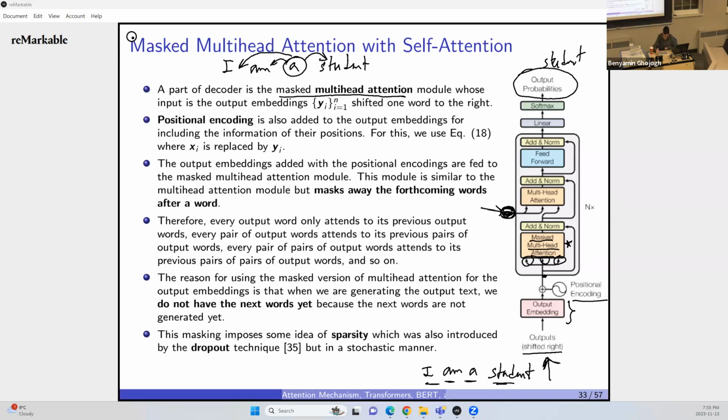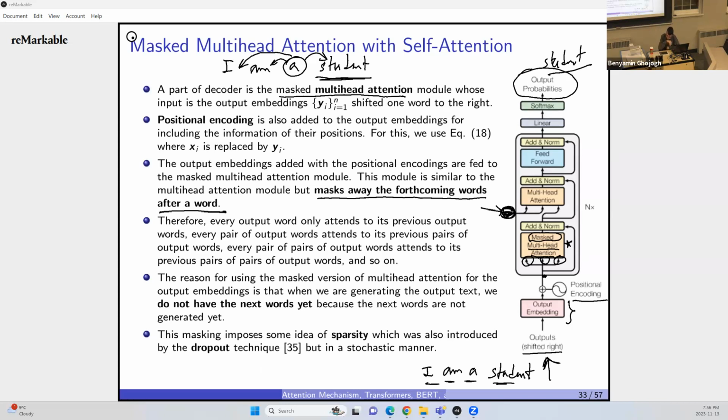But here, I'm generating words one by one. I don't have the future words yet. It's a causal model in the decoder. As a result, I only should attend to my previous words. That's why we mask it. We mask the future words. So that's one thing: it masks away the forthcoming words after a word.